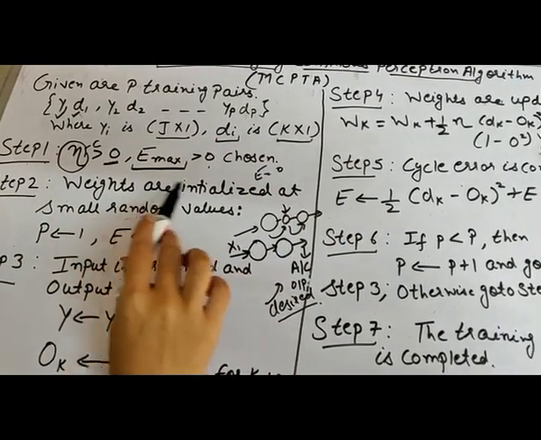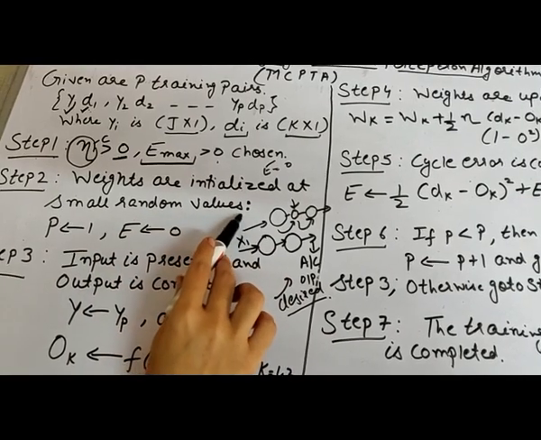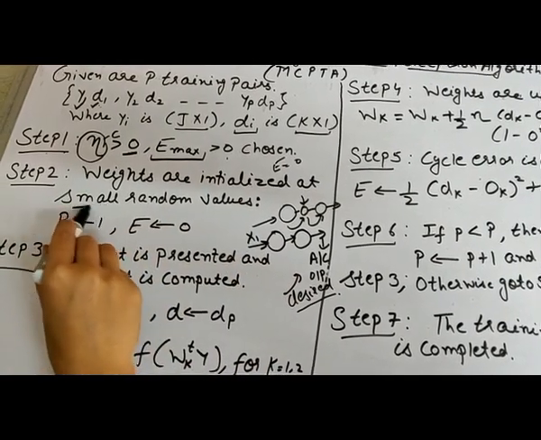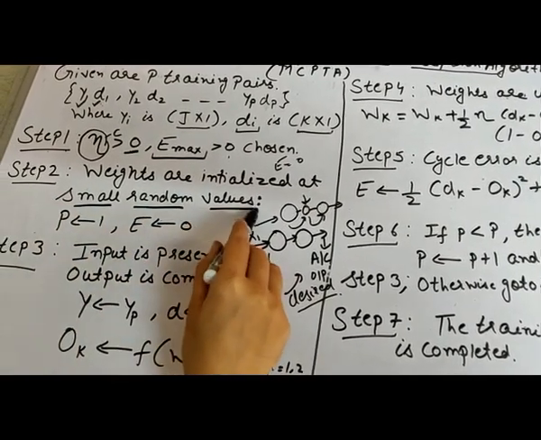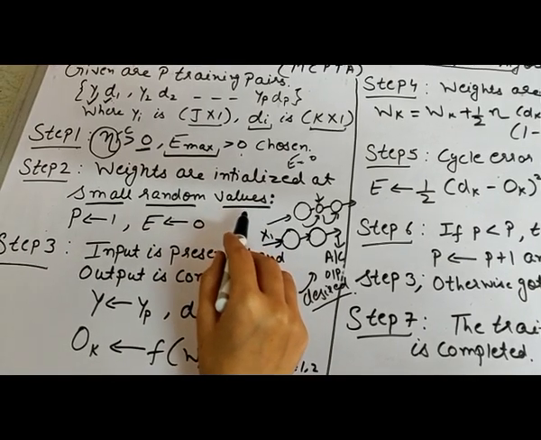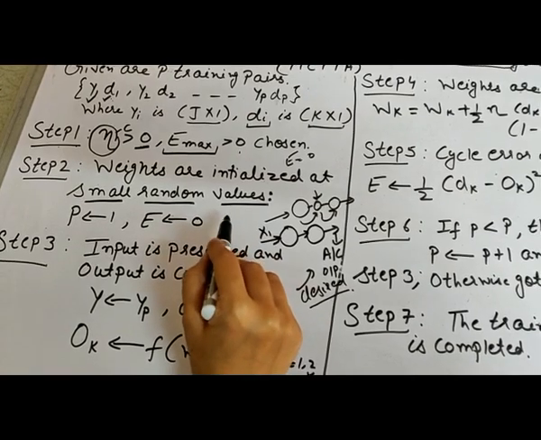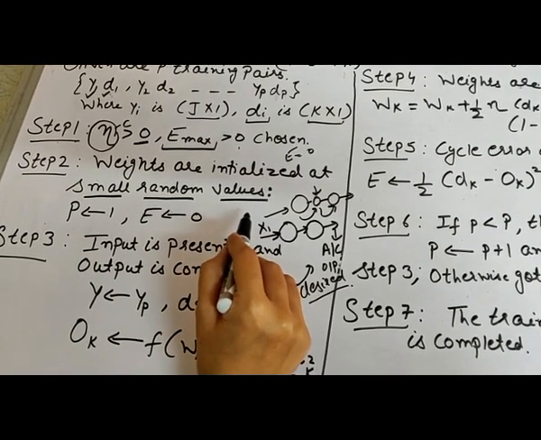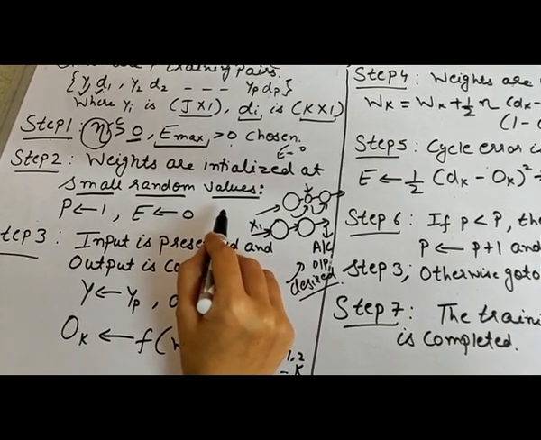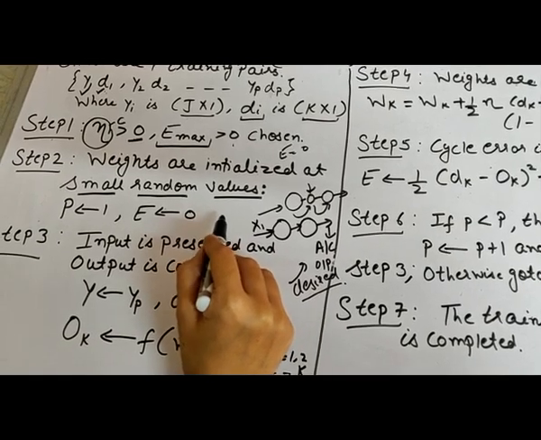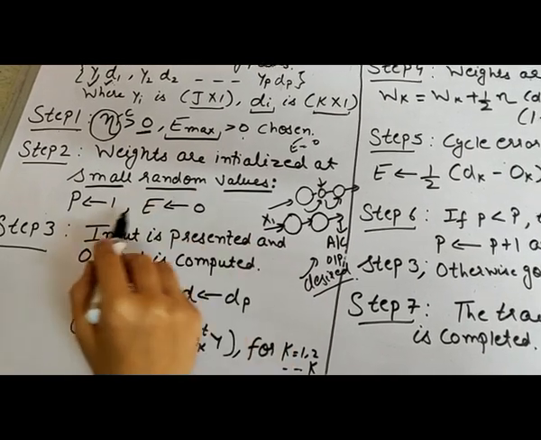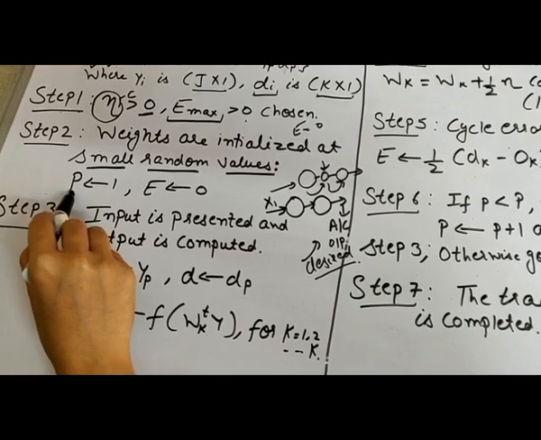In step number 2, weights are initialized at small random values. Whatever weights we take, we always take them based on small random values. There is no predefined category or criteria for choosing the weights. We can take any number of weights, and if you take small values, that will be easy for the further calculation. Then after this you have to initialize the training pair.